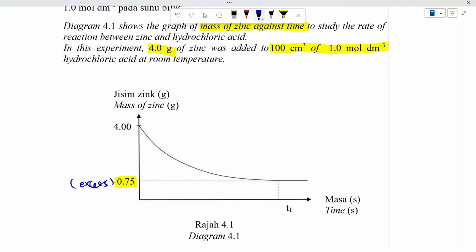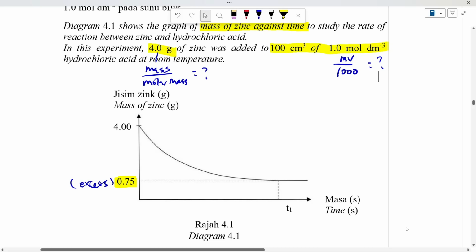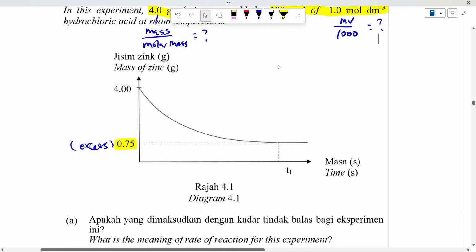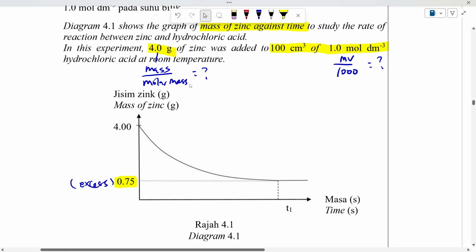If no graph, how do we determine? Yes, we calculate the number of mole. For this one we use MV over 1000. For this one we use the mass over molar mass. So what is the mole? Then we compare. The smaller number of mole is the limiting reagent. But here we already know the hydrochloric acid is limited, because zinc remains.